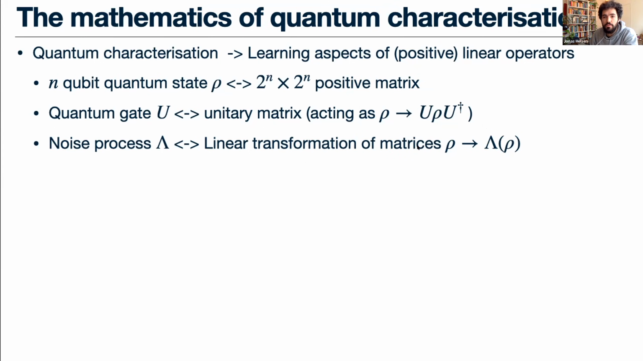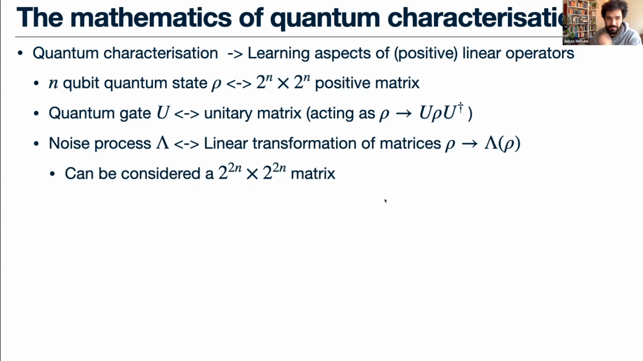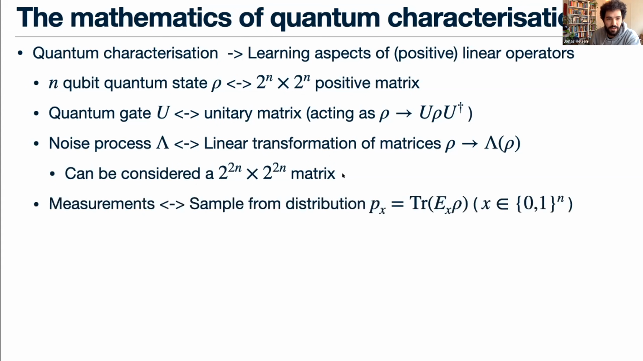apart from the fact that we also want them to be linear. So whenever you see a lambda, which is an abstract representation of a quantum noise process, it could really be anything. You can think of this as a 2^(2n) by 2^(2n) matrix. So the goal of quantum process characterization is nothing more or less than learning some property of these really huge 2^(2n) by 2^(2n) matrices. So that's what the rest of this talk is about.